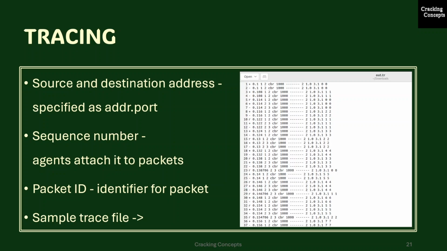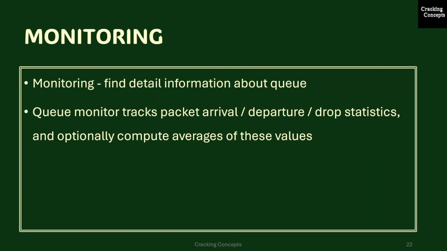Now this is the sample trace file here. As specified, we have all the events marked here, either as plus, minus, D or R, followed by the time, then the from node, the to node, type of packet, packet size, then there are the flag bits, the flow ID, source address, destination address, sequence number, and then finally the packet ID. Monitoring is a useful tool to find detailed information about queues.